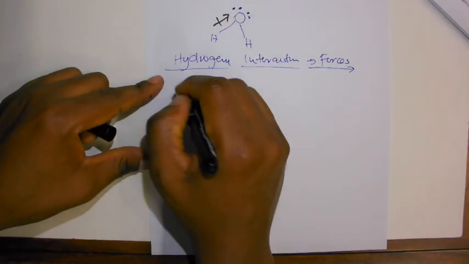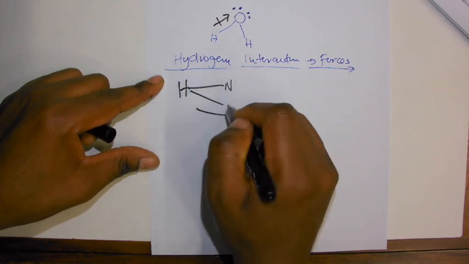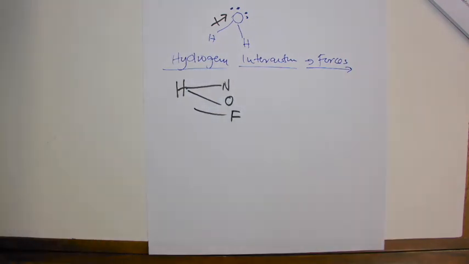Yes, sir? Hydrogen interacts with nitrogen, oxygen, chlorine. Yes, there's a very high electronegativity. You did it very well. This is when a hydrogen interacts with either nitrogen or oxygen or fluorine of the other molecule. Is that okay?